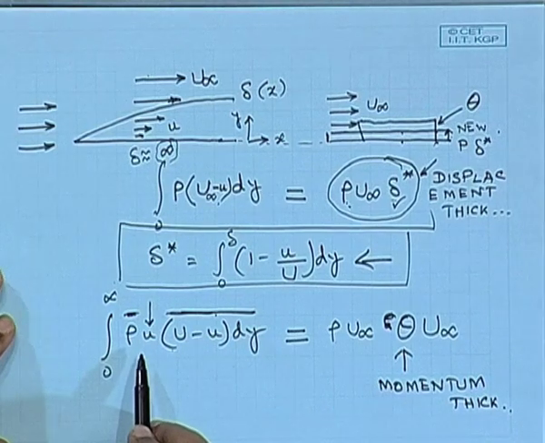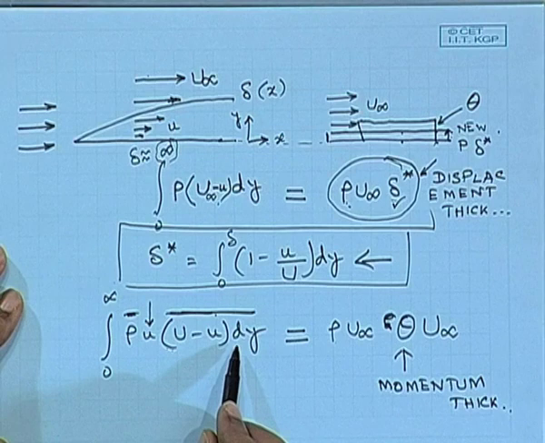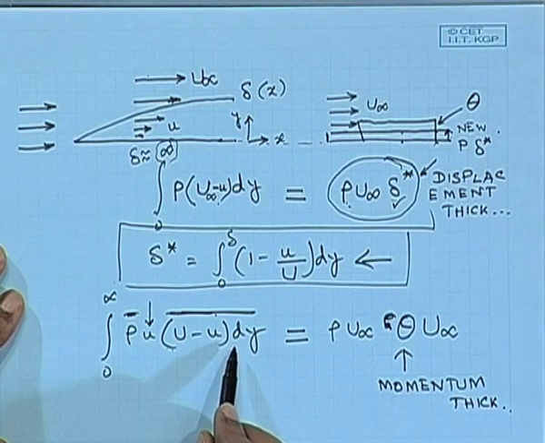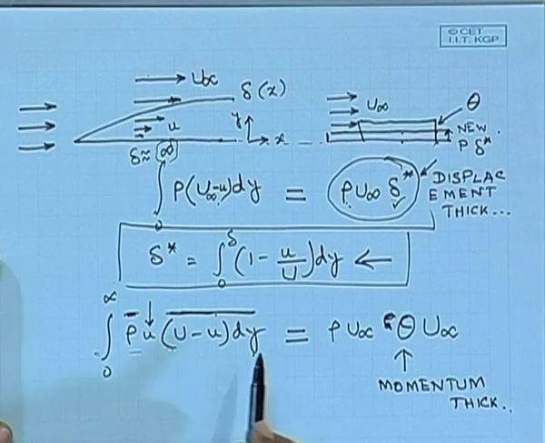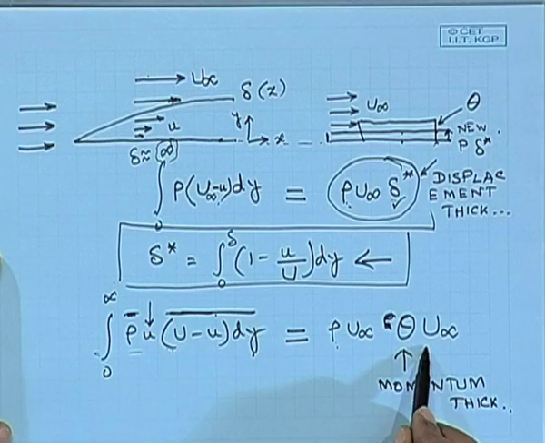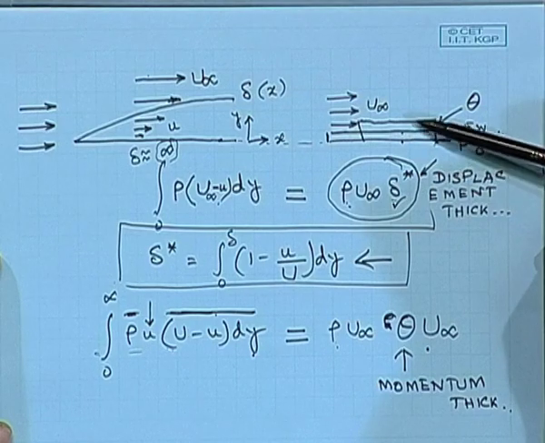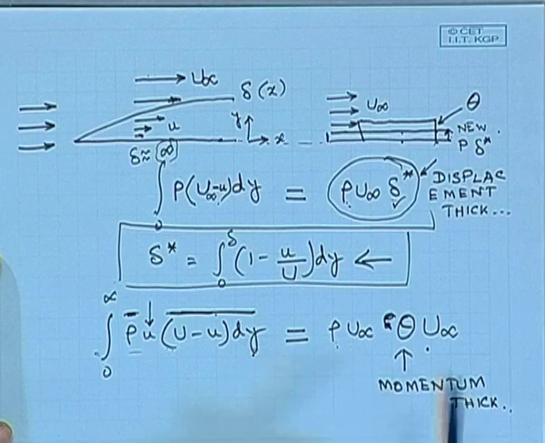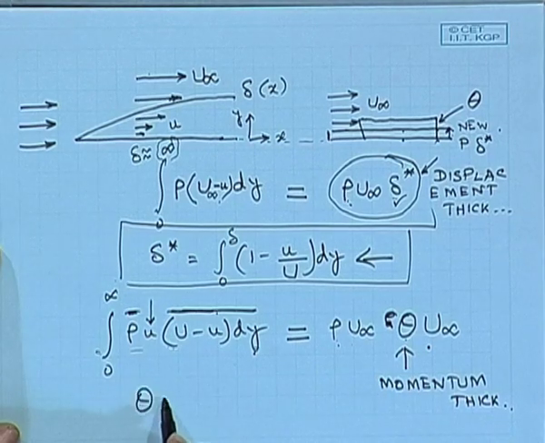So, reduction in momentum flow with the actual flow that is taking place inside a boundary layer, this is the left hand side of the expression. When this is equal to the reduction in momentum in an inviscid flow due to the movement of the solid plate by certain distance theta, when these two are equal, this theta is termed as the momentum thickness. Okay. So, you can find out an expression for theta as well.